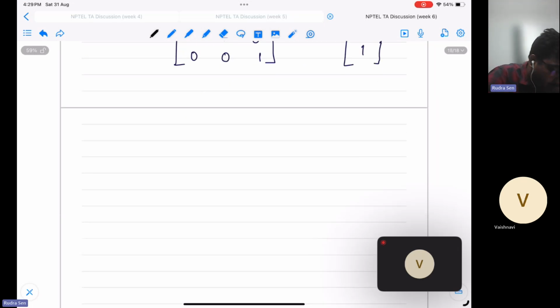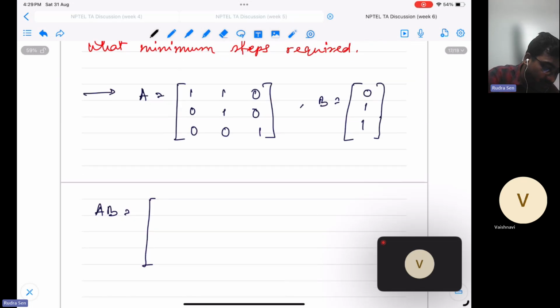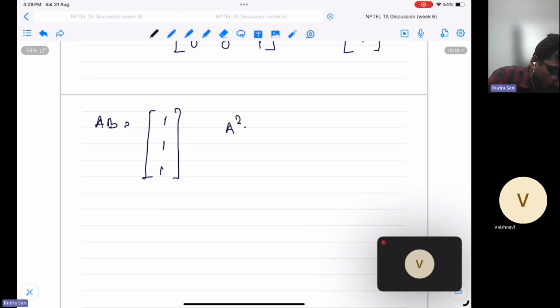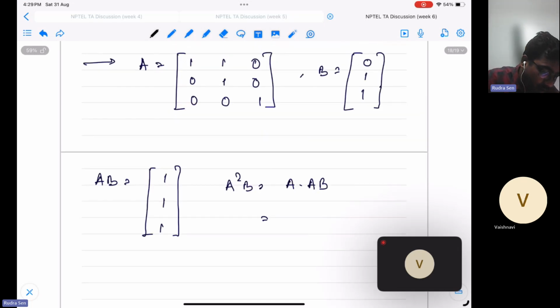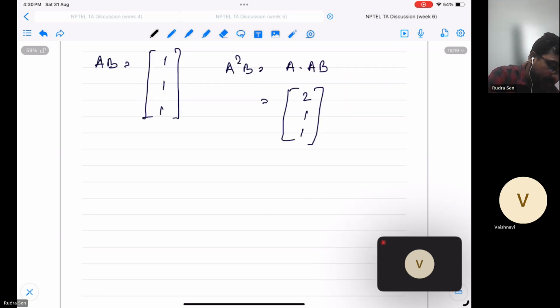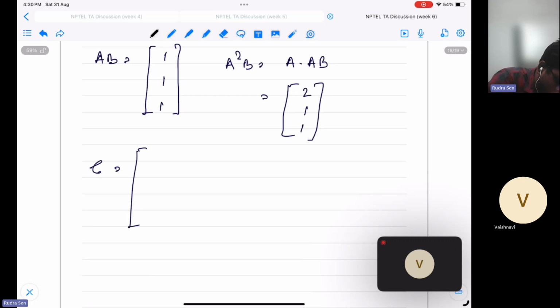Now I have to find out AB. AB is A multiplied with B, which is 1, 1, 1. And A square B is A multiplied with AB. So this AB is over here, and this is 2, then 1, then 1. So the C matrix is 0, 1, 1, 1, 1, 1, 2, 1, 1.